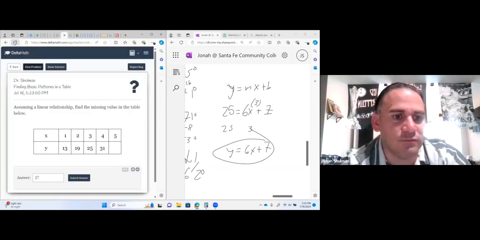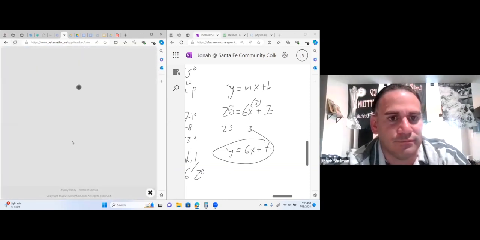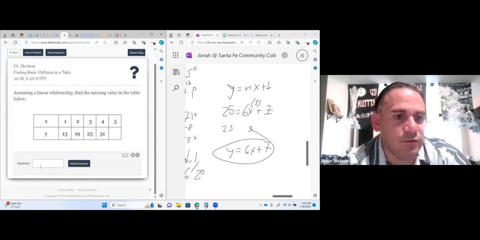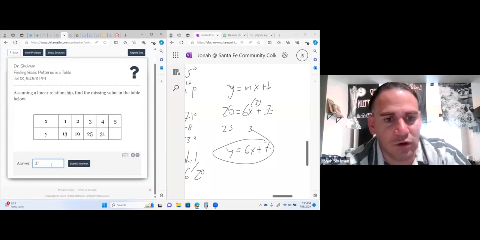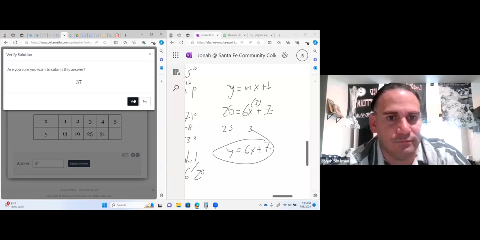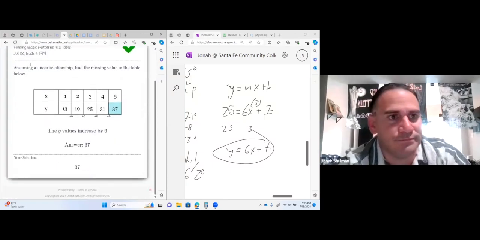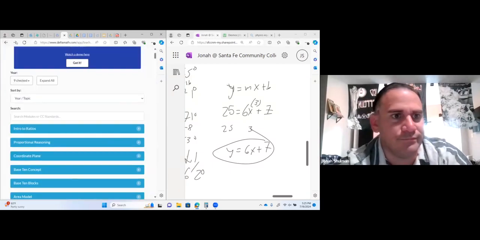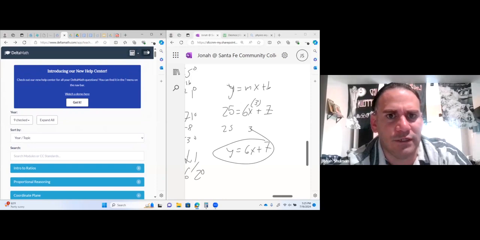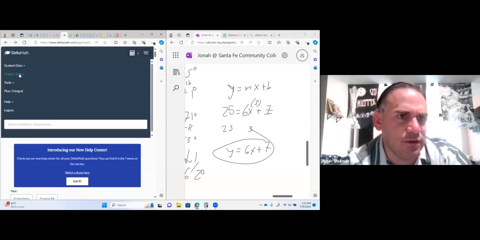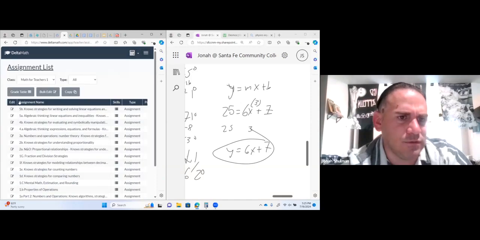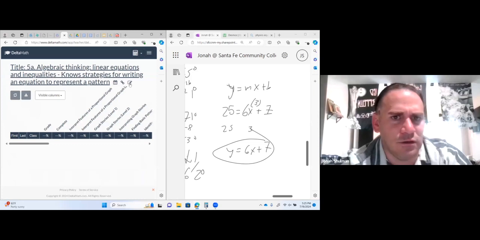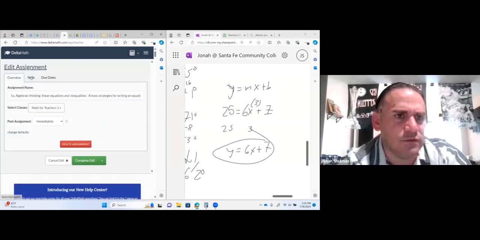All right, well, sometimes you just got to redo it. So here we go. We know it's 37, and we know the equation, in case they ask for it, which they probably will. Oh, that means I got to find it again, which is okay. Edit, assignments, 5A, edit, skills.